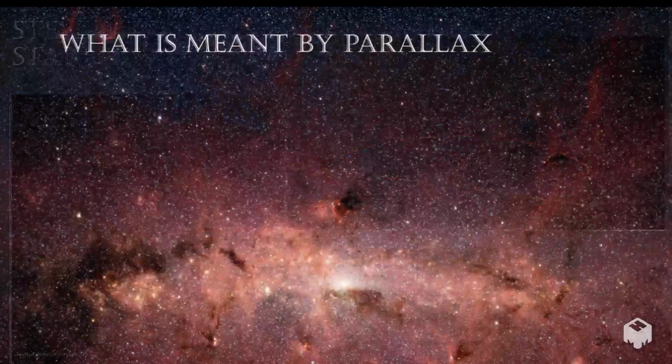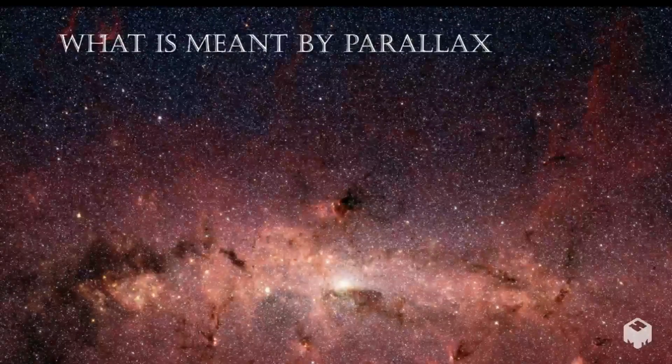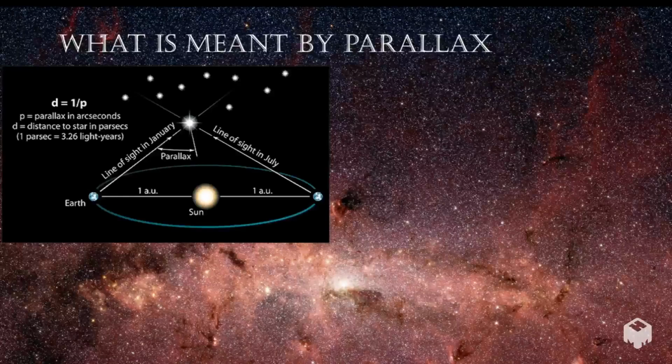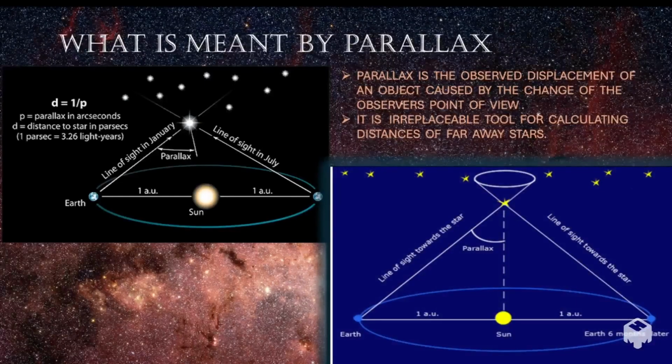Here comes the principle of parallax. Parallax directly involves trigonometry. Parallax is the observed displacement of an object caused by the change of the observer's point of view. It is an irreplaceable tool for calculating the distance of faraway stars. The principle is used to measure the distance to nearby stars. By observing a star from two positions on Earth's orbit, 6 months apart, astronomers can calculate the star's distance based on the parallax angle. The larger the parallax angle, the closer the star is to the Earth.